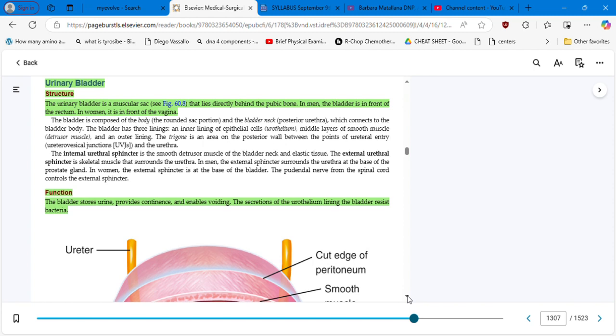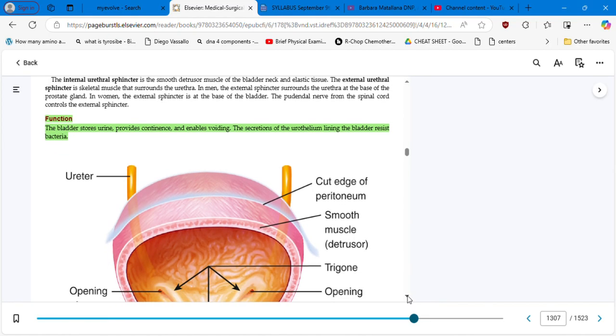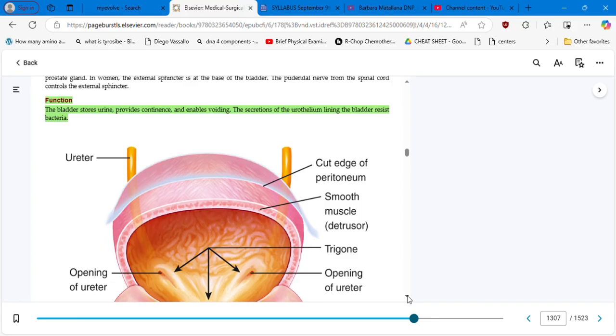Okay, that's important. In women, the bladder is in front of the vagina, and in men, the bladder is in front of the rectum. Now the function: it stores urine, provides continence, and enables voiding. The secretion of the urothelium lining the bladder resists bacteria.